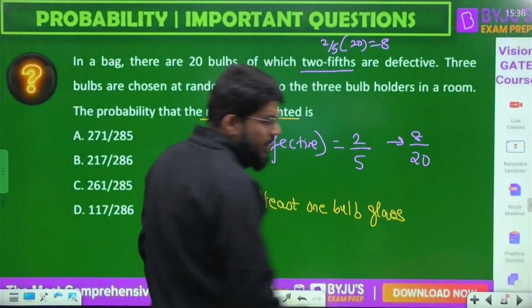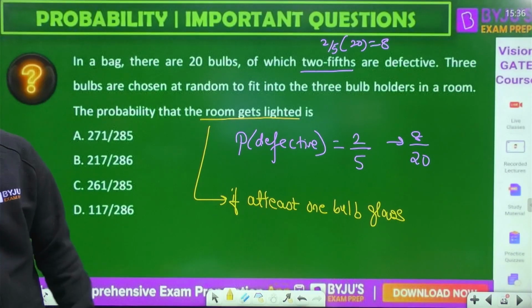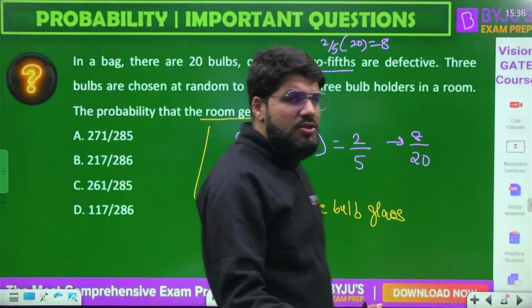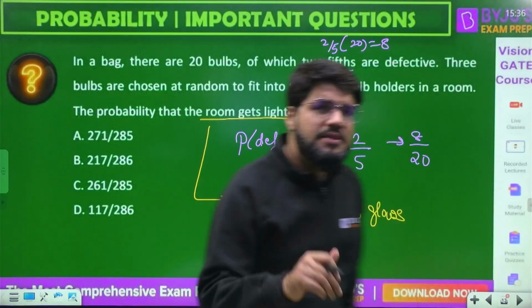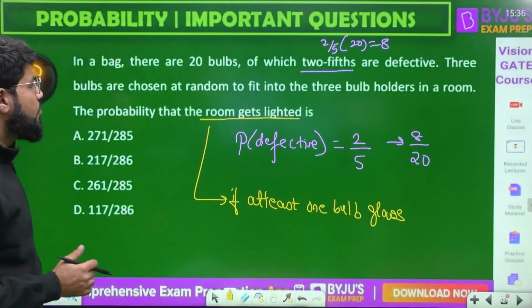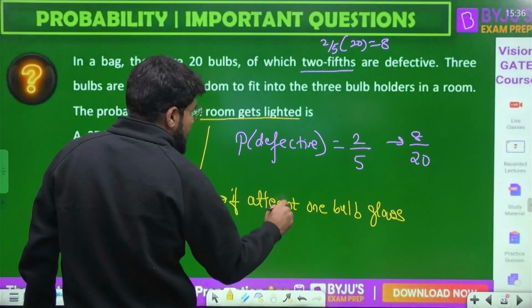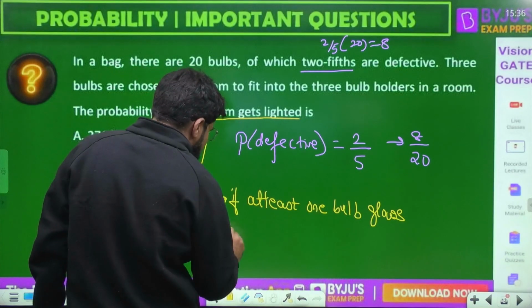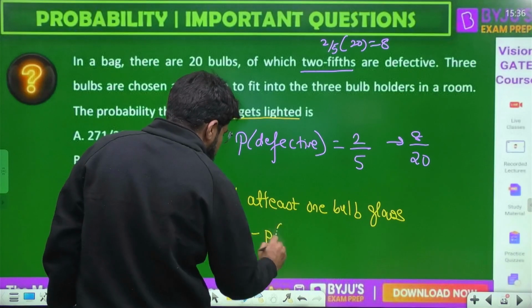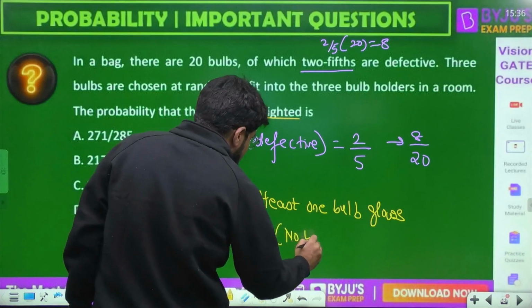Simply, if at least 1 bulb glows, the room gets lighted. Keep it that simple: if at least 1 bulb is lighted. Okay, 1 bulb glows, that means at least 1 bulb is non-defective. Now this is equal to 1 minus probability of none.